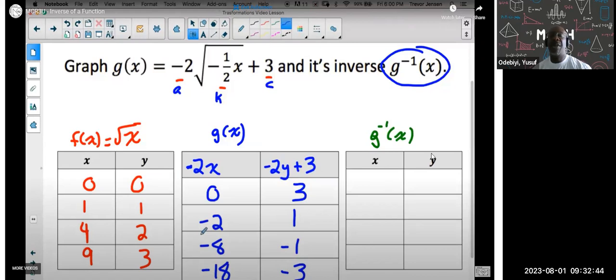Now what you do for the inverse, like what we just learned, all we're doing is swapping x and y. Whatever the value of x now becomes y, and whatever the value of y becomes x. So I'm going to have 0 for y and then 3 for x. You're going to swap these. Okay.